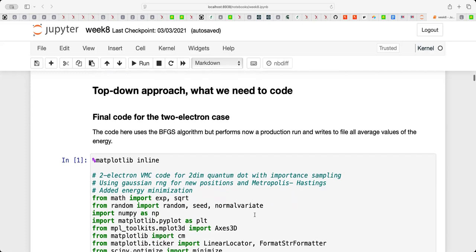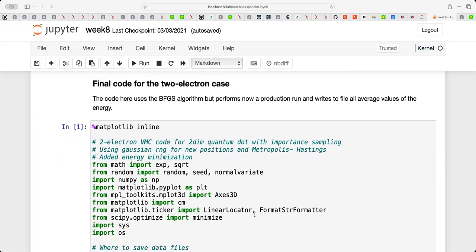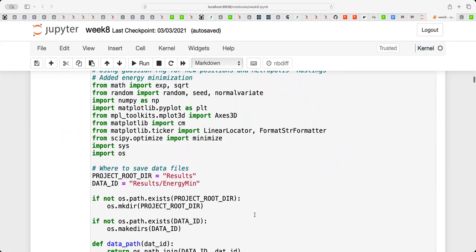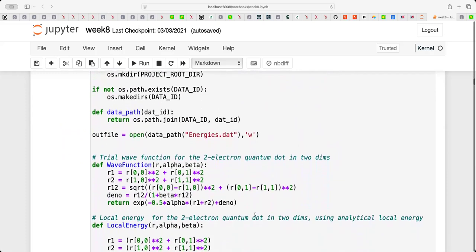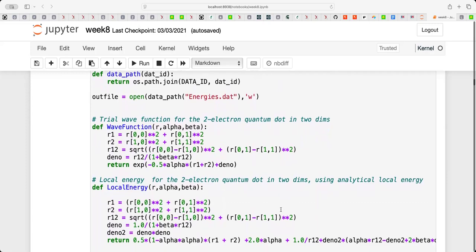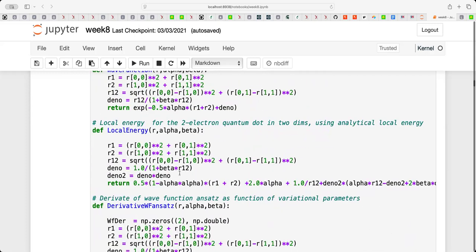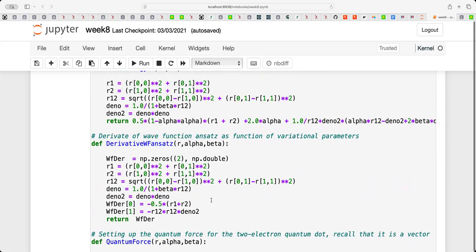So the code here is the code which we have been looking at throughout the semester. We have these two electrons interacting with a Coulomb interaction. These are two electrons in a quantum dot system where we have a harmonic oscillator potential. The wave function is given by a harmonic oscillator times this correlation part or Jastrow factor. And then we have a local energy which can be derived analytically. We have the derivative of the wave function with respect to the variational parameters.